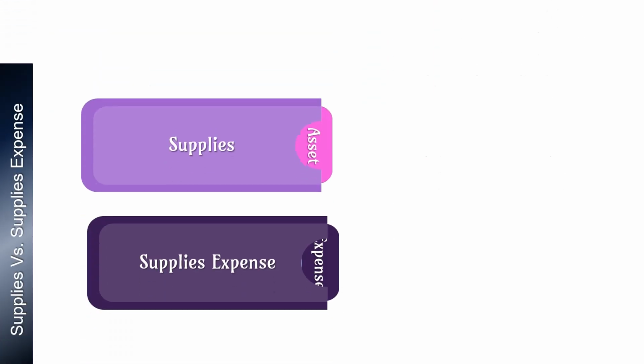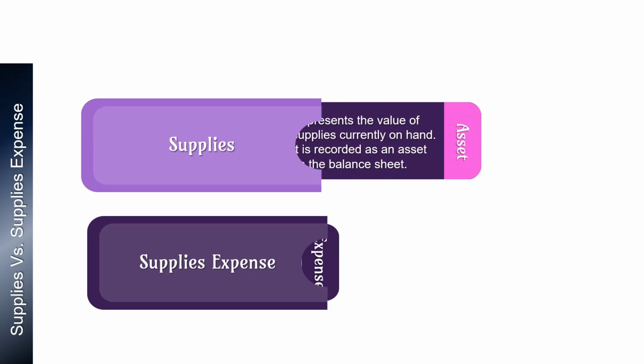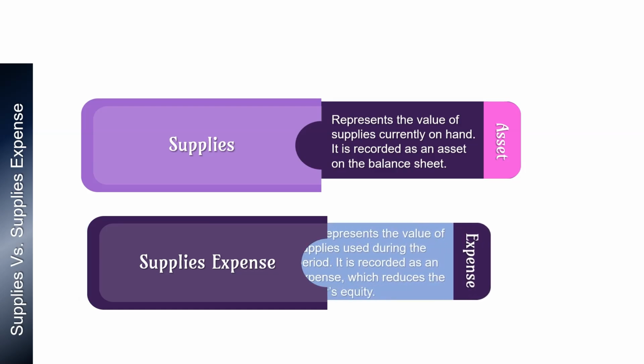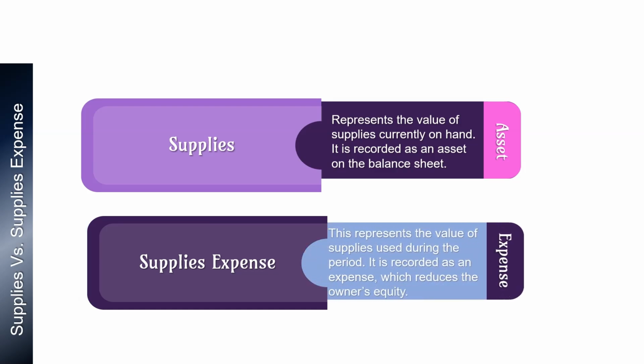The difference between supplies and supplies expense is that supplies are what we have on hand. We consider this an asset because it represents resources we own but haven't yet used. These are recorded as part of our assets on the balance sheet. On the other hand, supplies expense represents the supplies we've already used during the period. Once we use supplies, they no longer hold value for future use, so we record that as an expense, and this expense reduces our owner's equity.